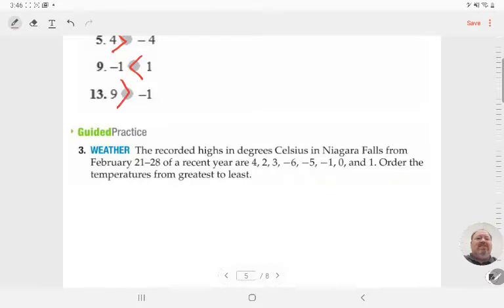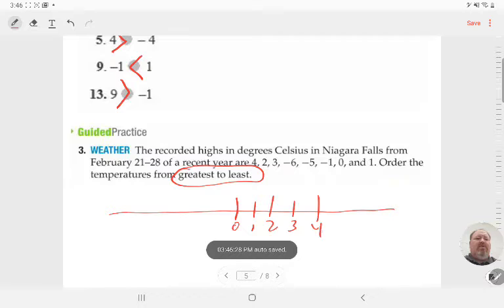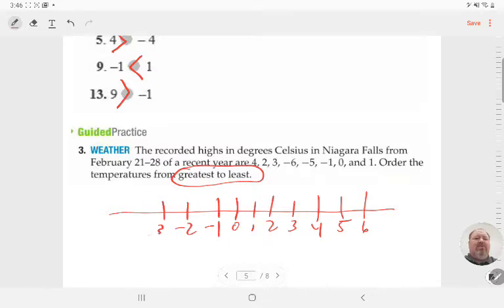the recorded highs in degrees Celsius in Niagara Falls from February 21st to the 28th of the recent year are 4, 2, 3, -6, -5, -1, 0, and 1. Order the temperature, this time from greatest to least. Well, we could do a number line. 0, 1, 2, 3, 4, 5, 6. And we could do -1, -2, -3, -4, -5, and -6. Then we could plot them all. So 4, 3, 2, -6, -5, -1, 0, and 1.